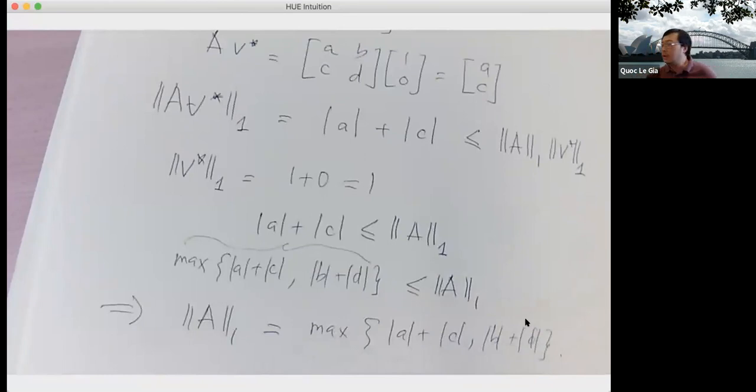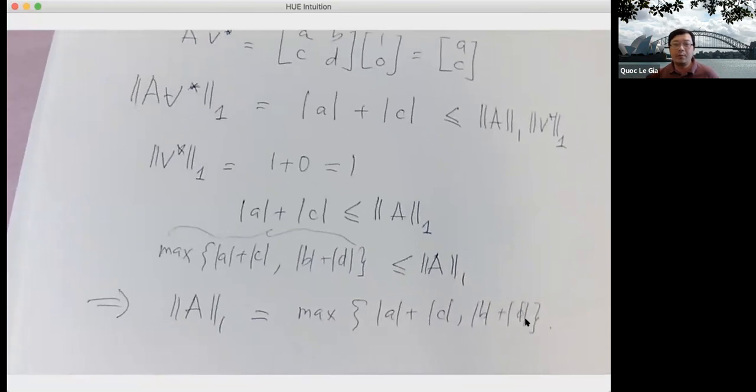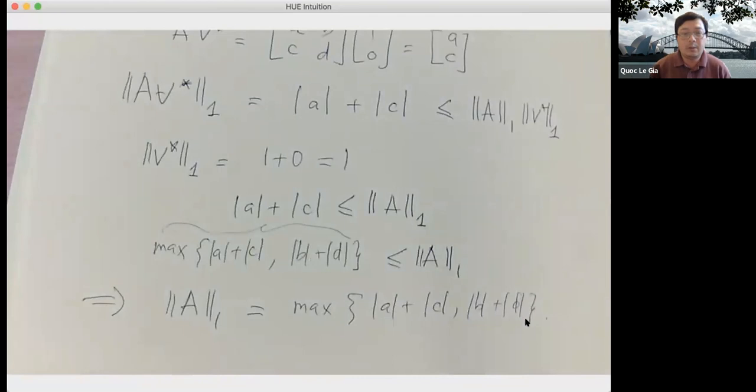Is it clear now? That is what we want to prove, at least for the 2 by 2 matrix. You show that the one norm can be computed by taking the max of column sums in absolute values. If you look at the lecture notes, there's a proof for the n by n matrix case, but the idea is the same. Once you understand what is going on, then you can get it. So go back to the lectures.